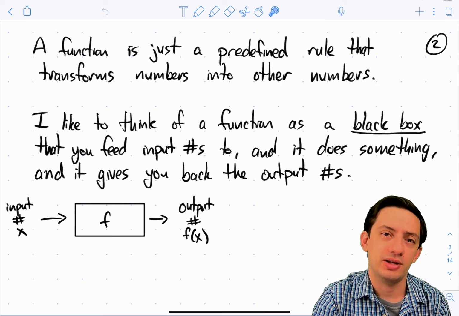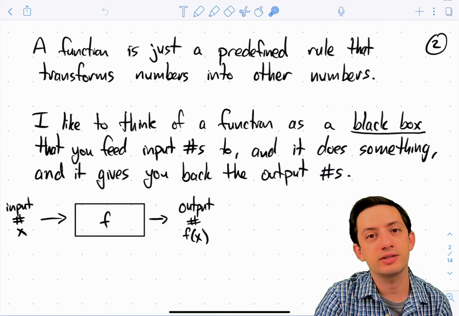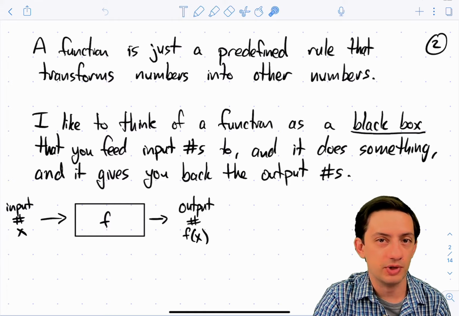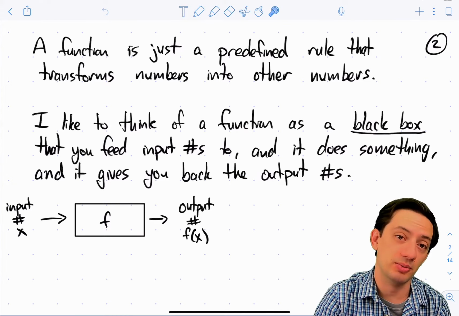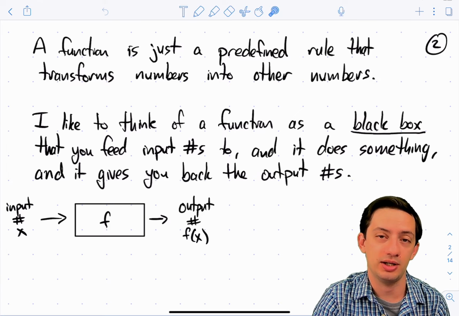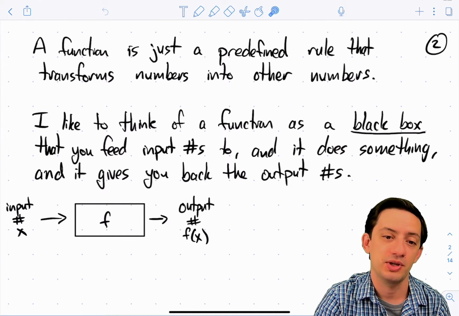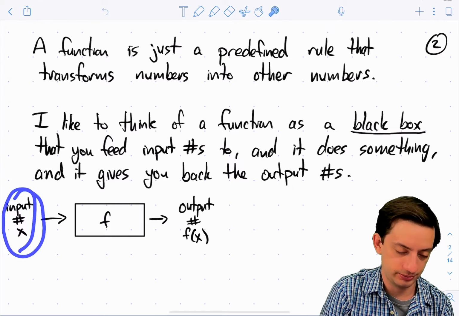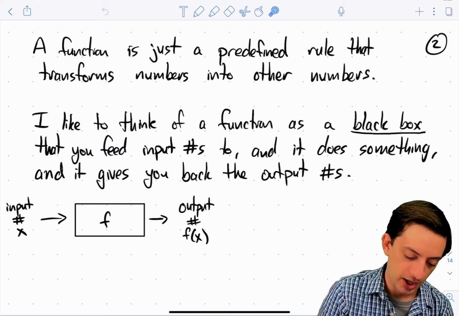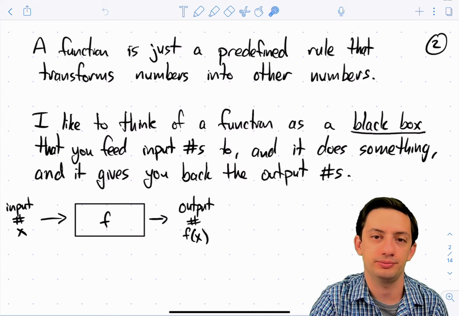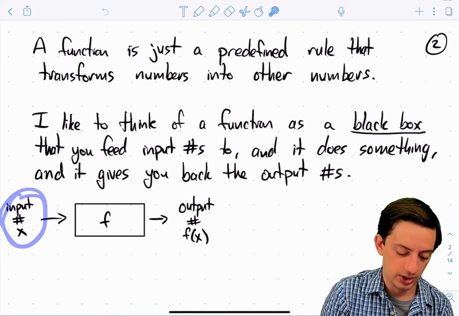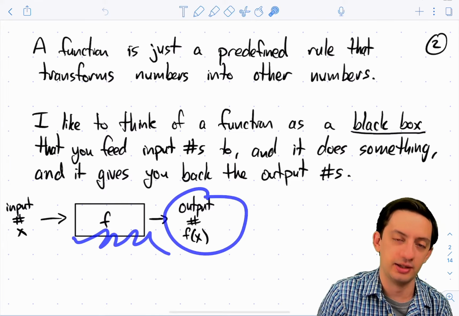Before we talk about lines, I want to talk in general about functions. There's lots of different ways that you can define a function. Really, a function is just a rule, a predefined rule that transforms some numbers into other numbers. I like to think about a function as a black box, meaning a box where you don't know what happens inside of it. You feed input numbers into the black box, and it does some kind of magic to that number, and on the other side, you get an output. So a function is just some way of taking input numbers and transforming them and getting output numbers.